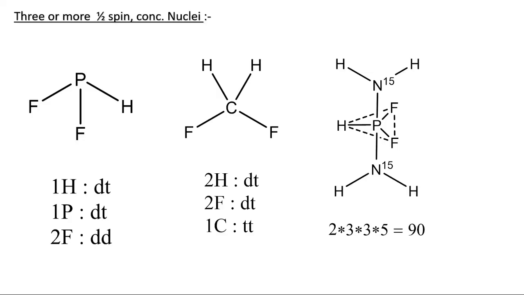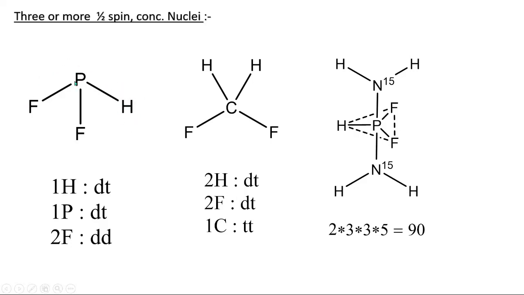So today we will discuss three or more half spin concentrated nuclei. Some will be assumption based and some will be actual. I will tell you what is the assumption based molecule and what is the actual molecule. So this first molecule is the actual molecule, you can see. So the fluorine 19, and this is phosphorus 31, and proton, 1H.